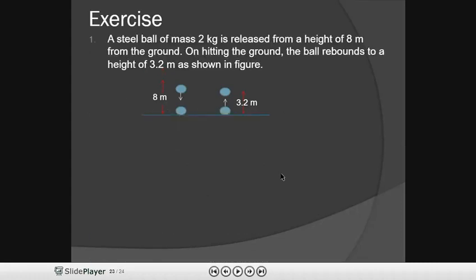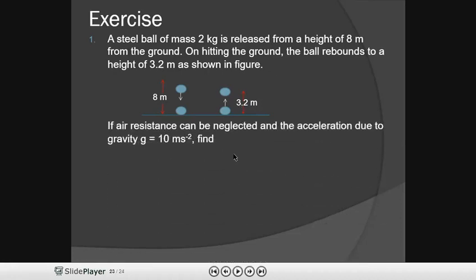This is a steel ball of mass 2 kilograms, released from a height of 8 meters from the ground. Hitting the ground, the ball rebounds to a height of 3.2 meters, as shown in the figure. Neglect air resistance; the acceleration due to gravity is 10 meters per second squared. We have to find the kinetic energy of the ball before it reaches the ground. How can we calculate the kinetic energy?